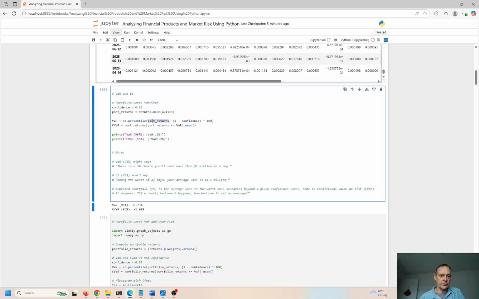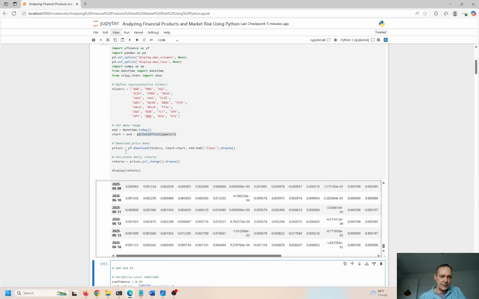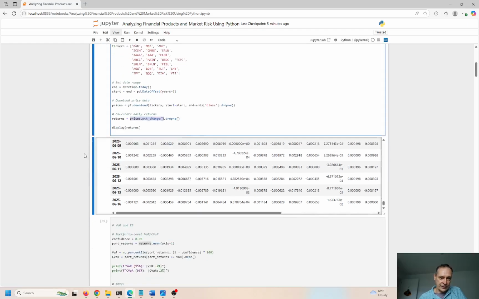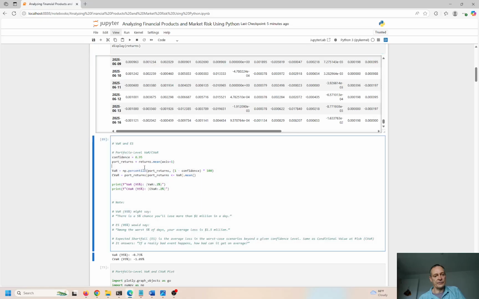It's portfolio returns, which we just calculated above, right? So portfolio returns comes from returns, and here are the returns. So prices, percent change, and drop NA. We don't necessarily need drop NA, but with the prices and the percent change, we can get returns, right? That's one thing that I love about Python. It's so compact and so efficient. Just with one line of code, we have all the returns for the entire portfolio, right? So we pass that down to portfolio returns.